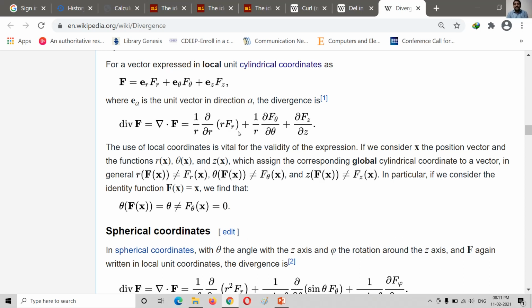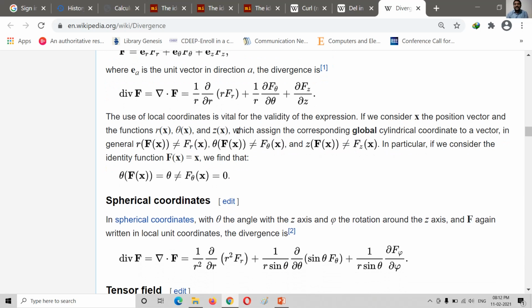For this, we have to derive the formula for the divergence of F bar in the cylindrical coordinate system, but that is not in your syllabus scope. So please don't go into detail on this one. Please try to remember the formula for the divergence of F in the cylindrical coordinate system.